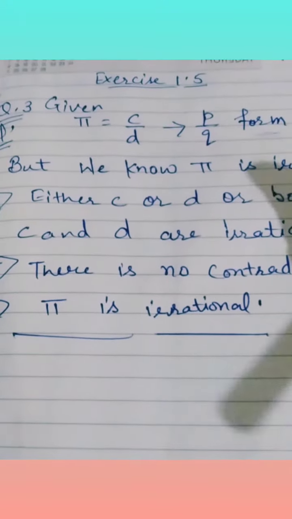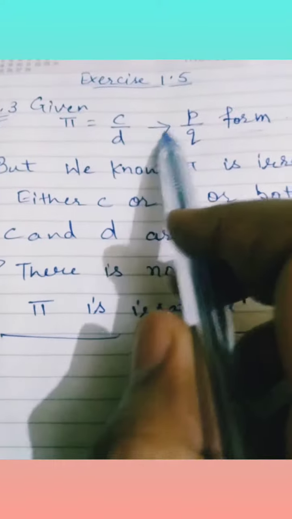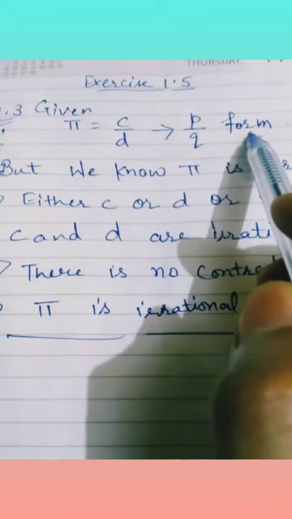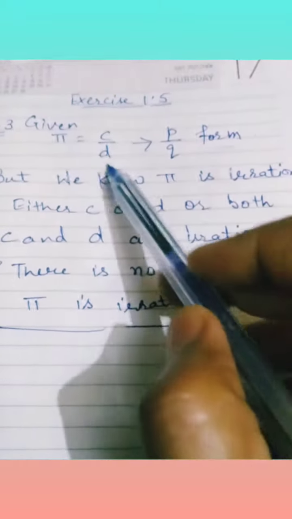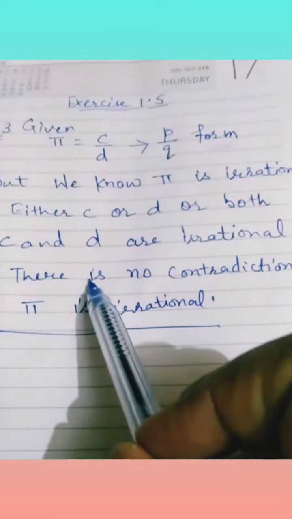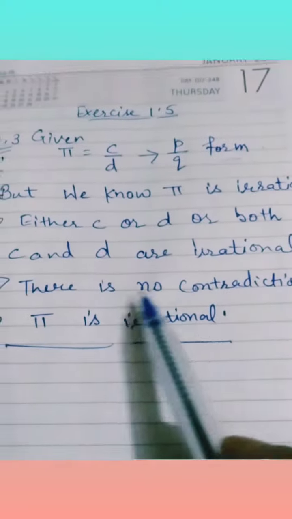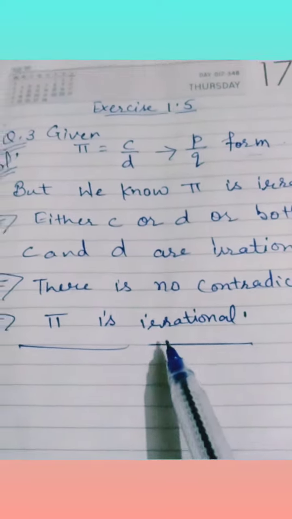Now how will we do this sum? Given is pi equal to c over d, which is of the form p over q. But we know that pi is irrational. This implies either C or D or both C and D are irrational. Therefore, there is no contradiction. This implies pi is irrational.